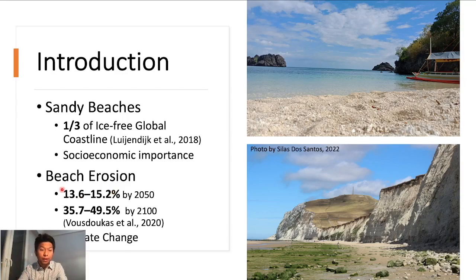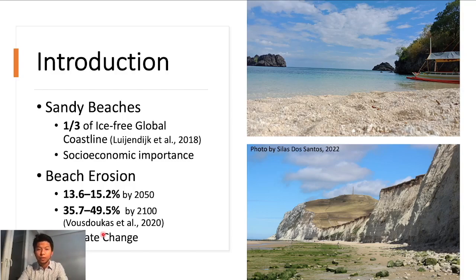Recent studies by Vousdoukas et al. 2020 found out that almost 13.6 to 15.2% of the world's sandy beaches might face beach regression by the year 2050. And these numbers may even rise up to 35.7 to 49.5% by the year 2100. Furthermore, climate change may even accelerate the intensity of storms and global sea level rise, thus affecting coastal erosion even further.